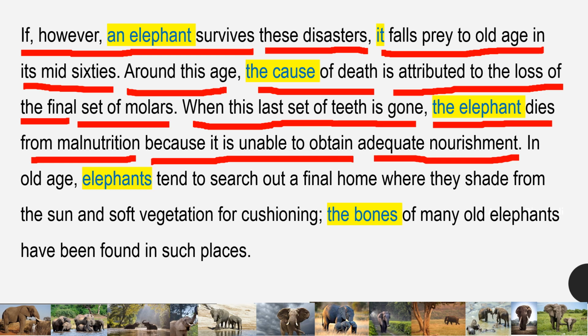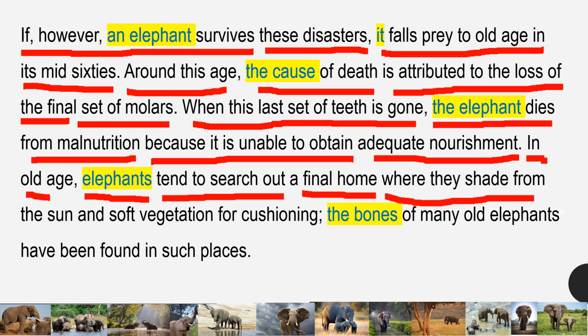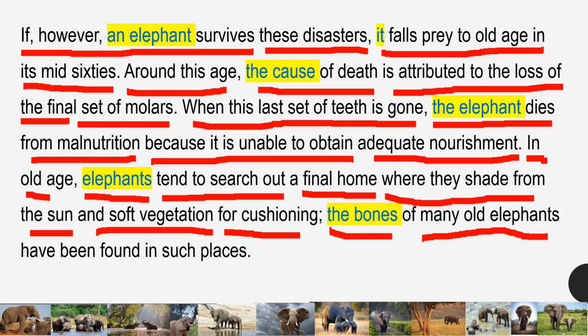In old age, pada usia tua, elephants tend to search out a final home where they shade from the sun and soft vegetation for cushioning. Gajah cenderung mencari peristirahatan terakhir di mana mereka bernaung dari terik matahari dan mencari dedaunan yang lunak untuk bantalan. The bones of many old elephants have been found in such places. Tulang belulang berbagai macam gajah yang sudah tua ini banyak sekali ditemukan di tempat-tempat seperti ini.